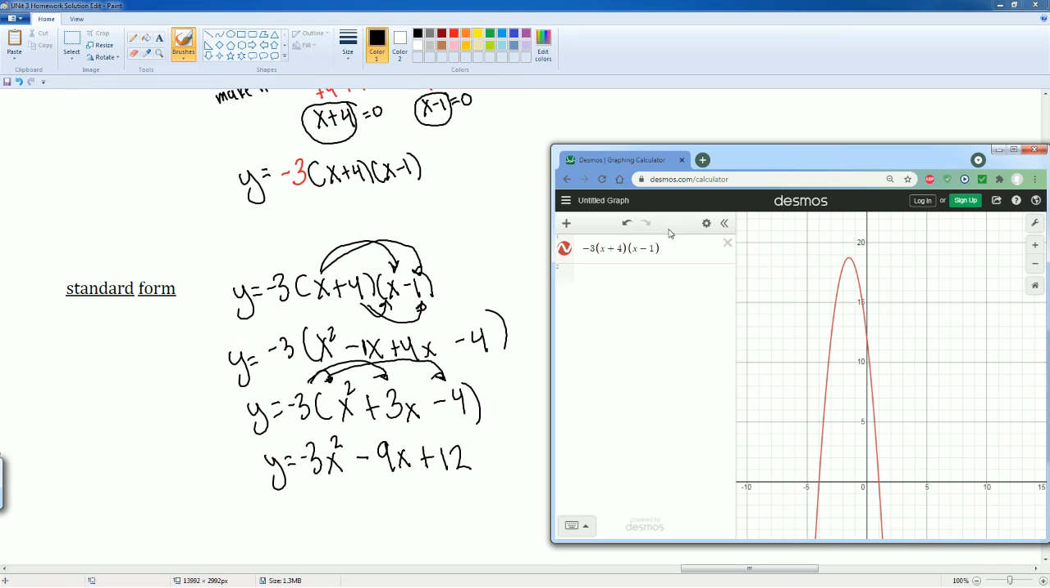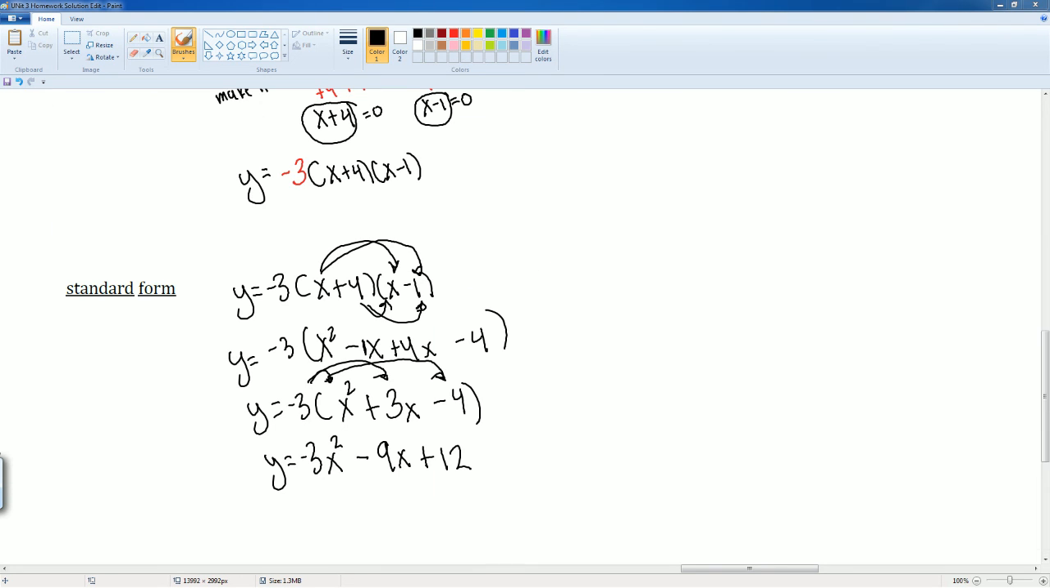We know the previous one is correct, so let's see if we graph this correctly. Y equals -3x squared - 9x + 12. Yep, do you see how it matches identically? That's how you know you did it correctly.